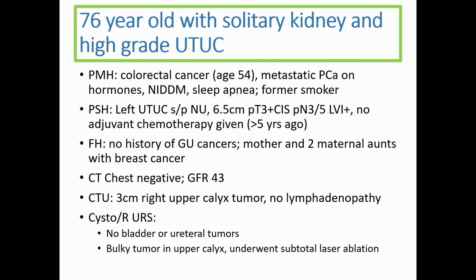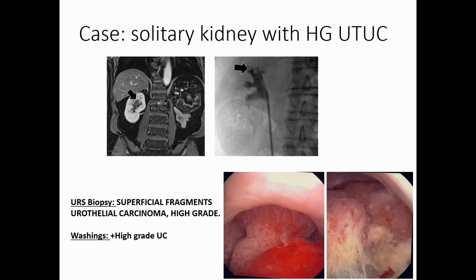Family history is really only relevant for mother and 2 maternal aunts with breast cancer. So you start thinking about that. CT chest is negative. GFR is reduced with that single kidney at 43. There's no evidence of metastatic disease. We see a bulky tumor in the upper calyx, and at the time he underwent subtotal laser ablation, in the hopes that it was low grade. Of course it wasn't. The biopsy shows that it's high grade, and you can see the CT there with the retrograde pyelogram and the endoscopic view. The washings are also positive for high-grade disease.